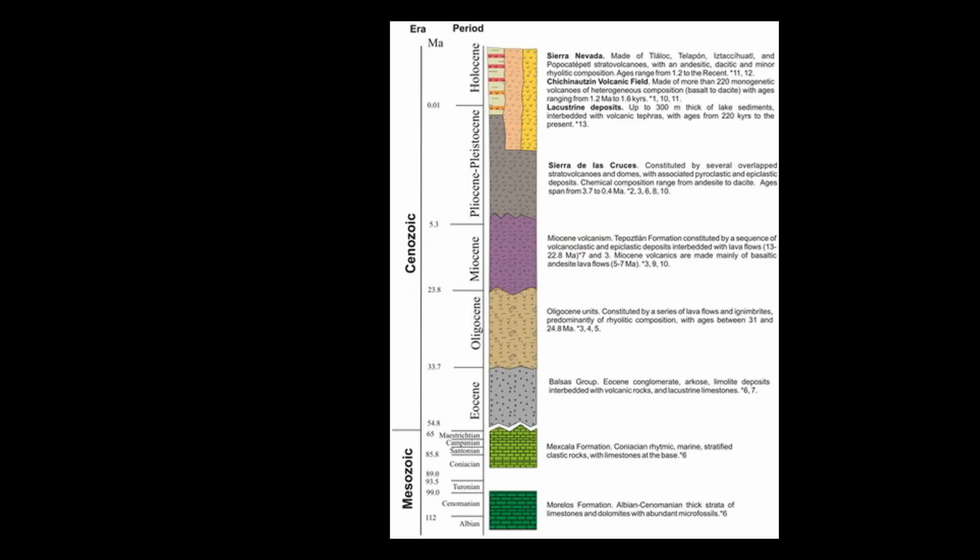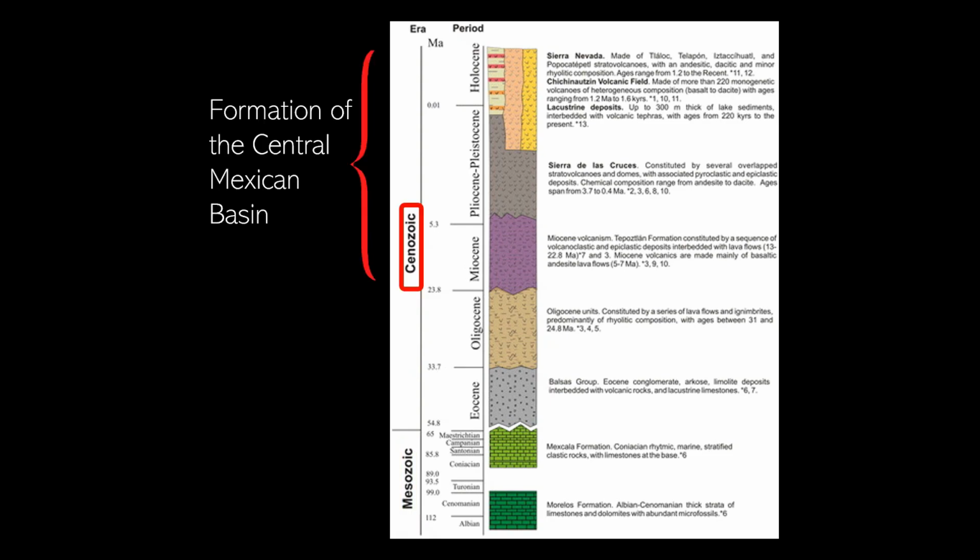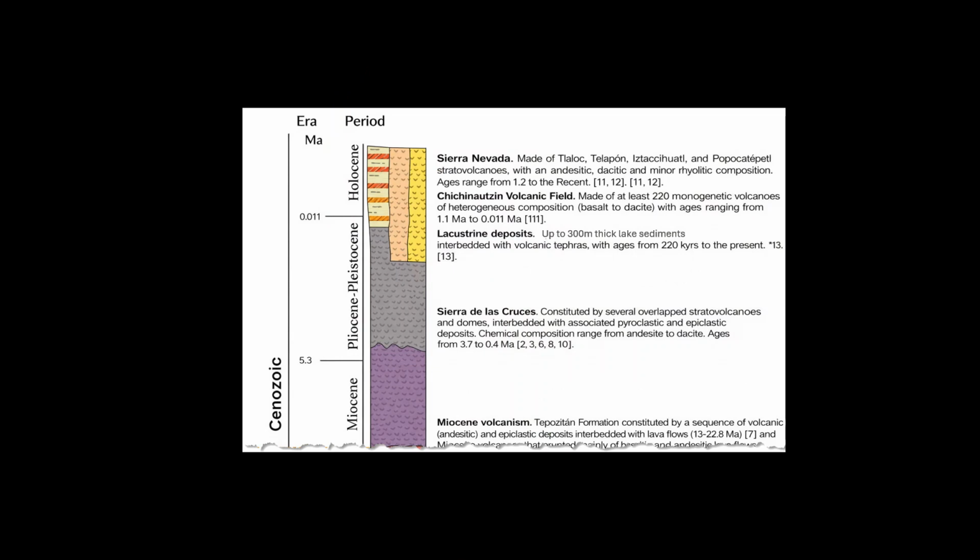The first summary shows the geological eras and periods associated with Mexico's formation. Broadly, Mexico started to emerge in the Mesozoic era, with the Central Valley developing in the late Cenozoic. The first range of hills, the Sierra de Guadalupe in the north, were part of the Tepoztlan Formation and appeared in the Miocene period. The Sierra de las Cruces appeared in the west in the Pliocene.